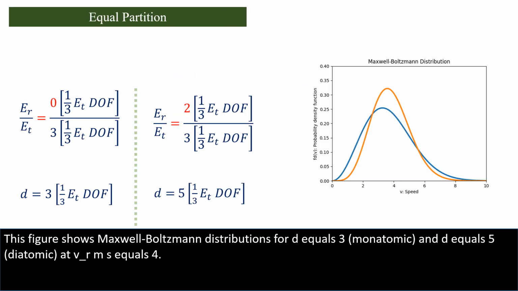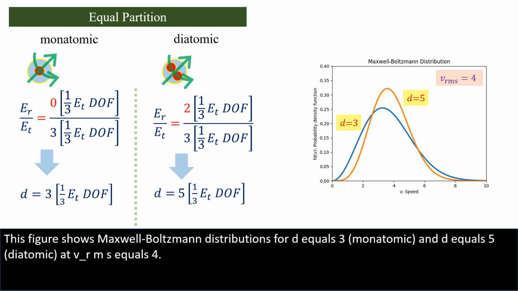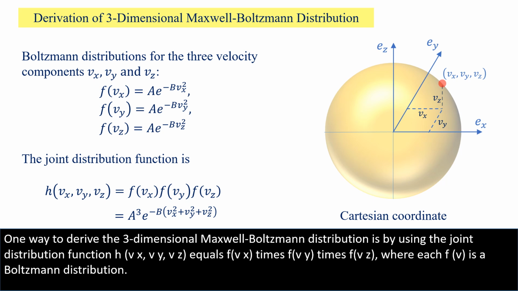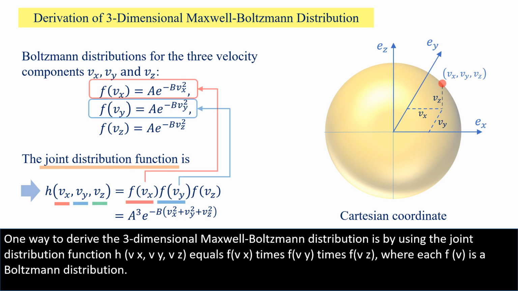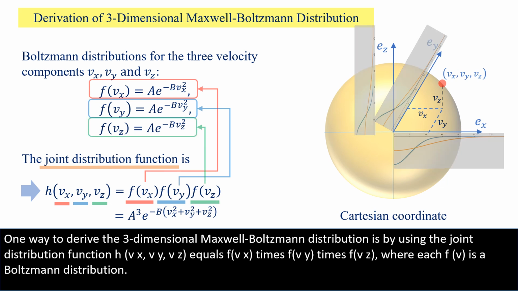This figure shows Maxwell-Boltzmann distributions for d equals 3 monatomic and d equals 5 diatomic at VRMS equals 4. One way to derive the 3-dimensional Maxwell-Boltzmann distribution is by using the joint distribution function h(Vx, Vy, Vz) equals f(Vx) times f(Vy) times f(Vz), where each f(V) is a Boltzmann distribution.